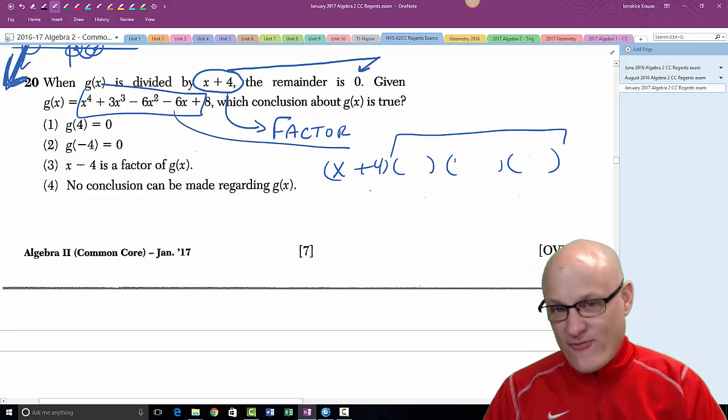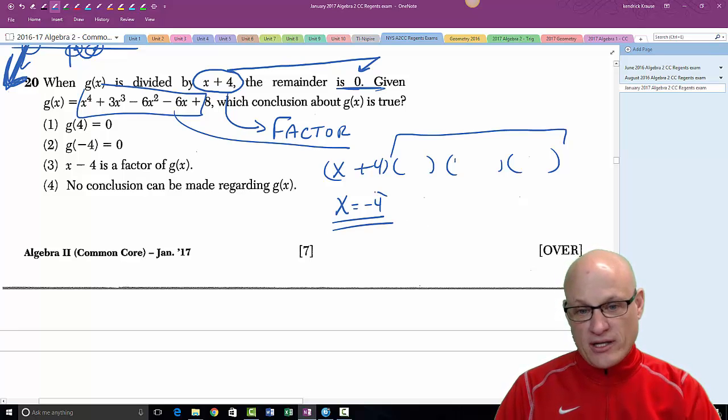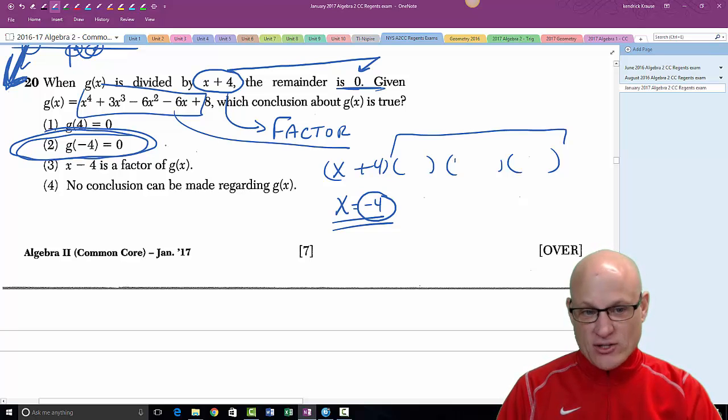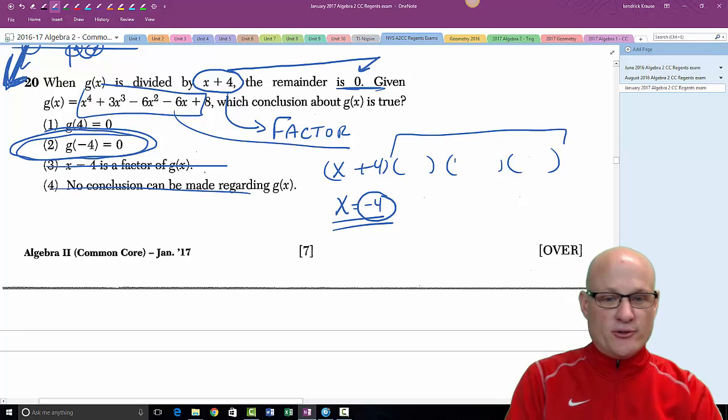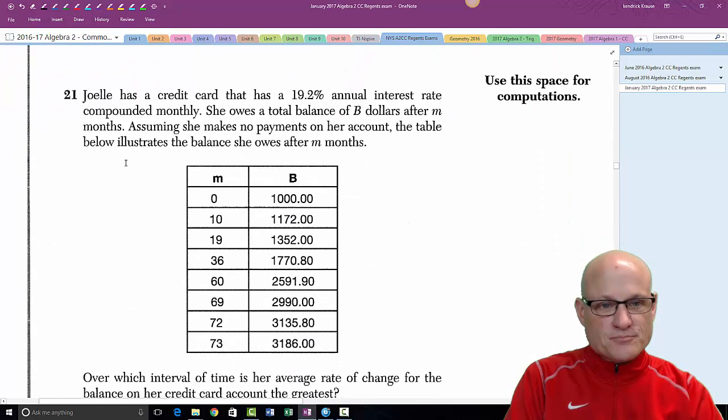Well, if that's a factor, because it's got a remainder of 0, that means that x equals -4 is a 0 or a root. In other words, if I plug in -4, I get 0 out, and that's what that is right there. Not x minus 4 is a factor, x plus 4 is a factor. No conclusion, that's just wrong. So there it is, choice 2. And quite honestly, if you graphed it, you'd see that g at -4 equals 0.